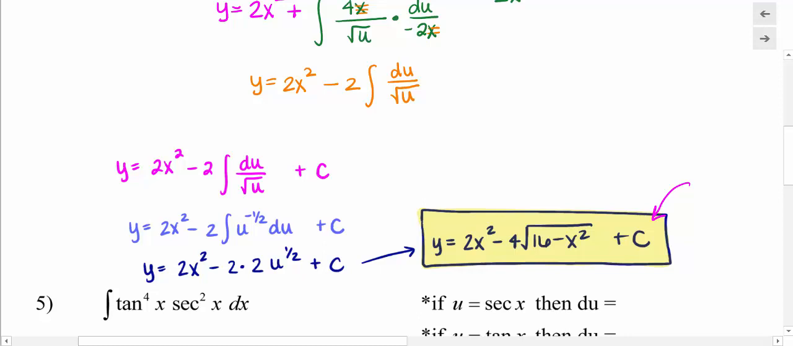The du over square root of u should be written as u to the negative 1/2, because then I can just power rule that. And what happens is when you add 1 to negative 1/2, you get positive 1/2, but instead of dividing by positive 1/2, I multiplied by 2. So that's why that becomes a minus 4, and u to the 1/2 is the same thing as square root of u, and my u was 16 minus x squared. So there's the equation we should have gotten.